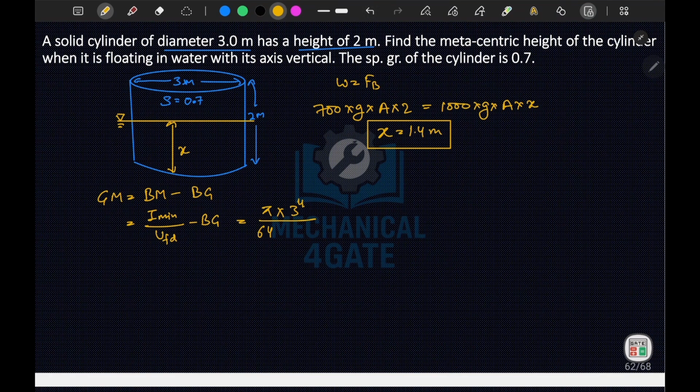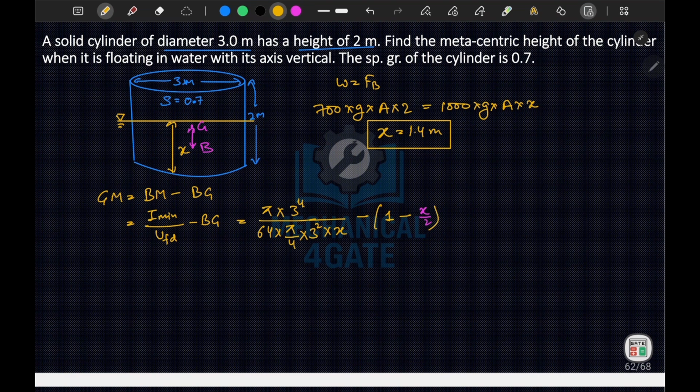So this is your I. Volume displaced will be pi by 4 times d square times x, minus BG if we talk about. So location of G is half of the height, so this will be 1 minus. Your G will be somewhere here, this is your G, and this here will be your B, and this distance will be 1 minus your distance of B, which will be x by 2.